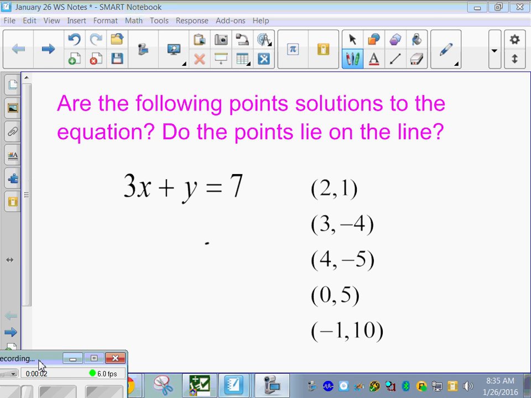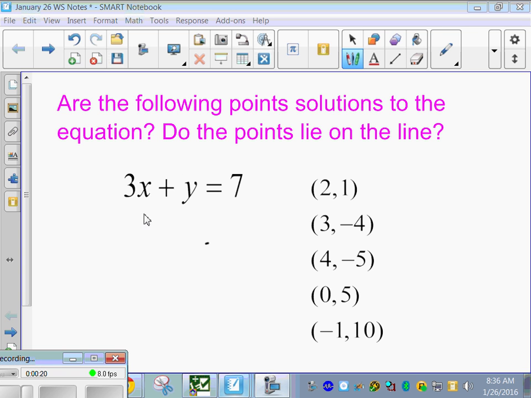Okay, so there's a couple things in the packet you need to know. This is the first thing that you need to know. The question will say something like, are the following points solutions to the equation? Another way to say this is, do the points lie on the line? Are they on the line?